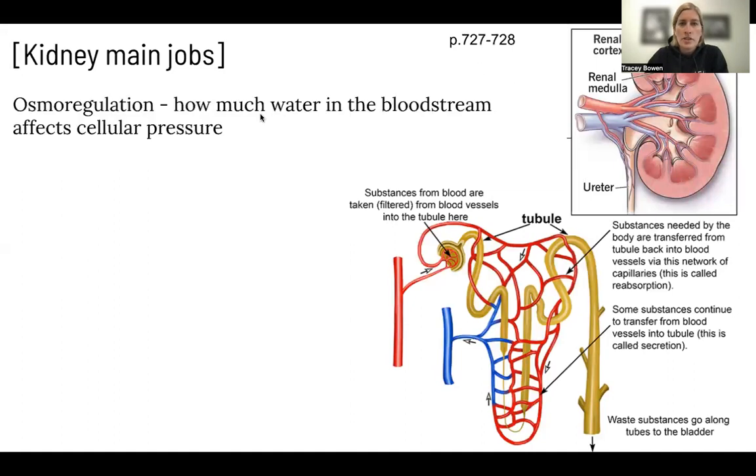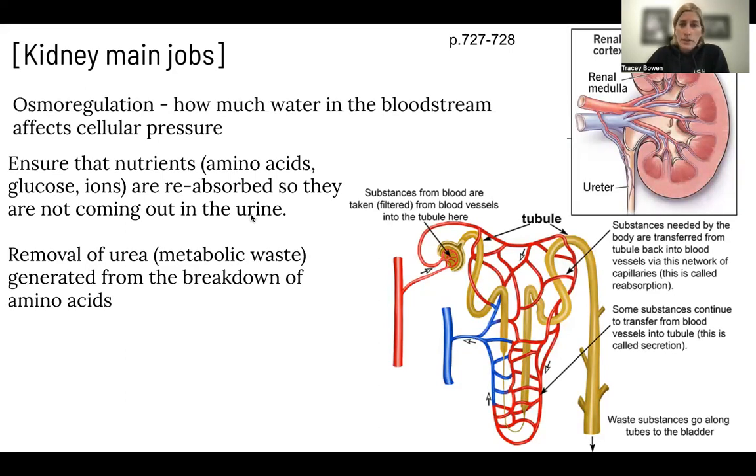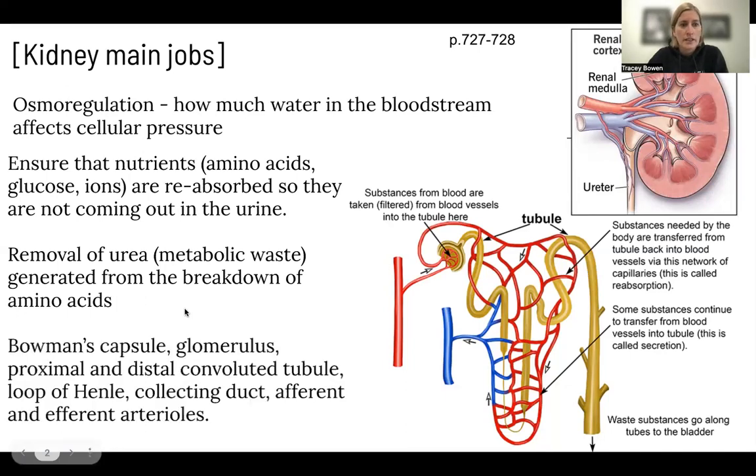So the main jobs of the kidney, a few different things. Osmoregulation, how much water is in the bloodstream, that's going to affect cellular pressure. Also ensuring that nutrients such as amino acids, glucose, and ions are reabsorbed from our blood so that they're not coming out in the urine. Removal of urea, which is metabolic waste generated from the breakdown of amino acids. Urea is a byproduct of the breakdown of amino acids, and we need to remove that, which is why the word urine has part of the word urea in it.